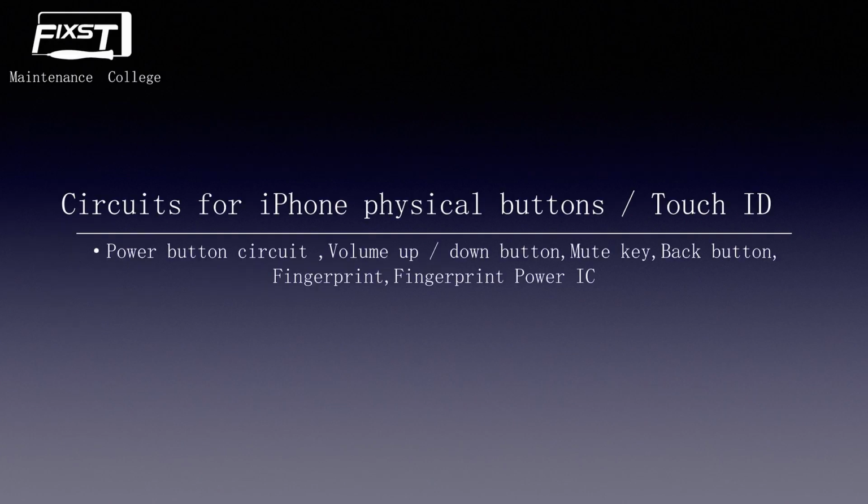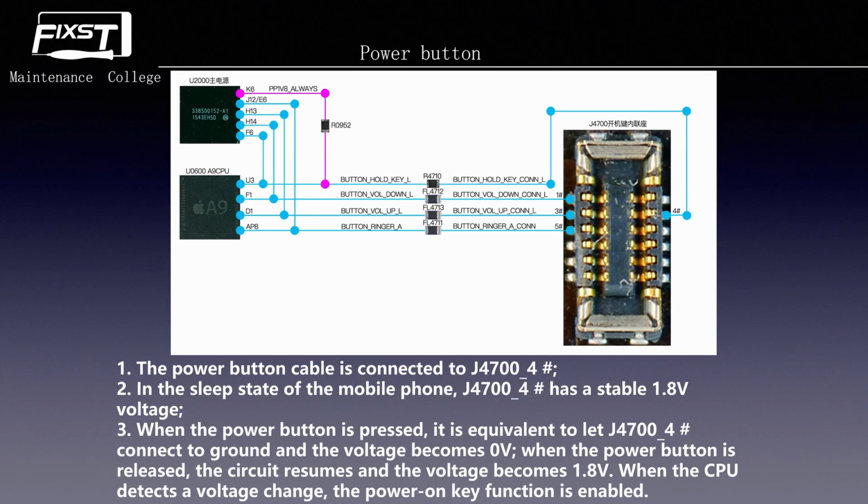The physical buttons include the power button, the volume up and down buttons, the mute button, and from the iPhone 5s, the back button. Starting from the iPhone 5s, the home button includes the fingerprint function. So we will also talk about the fingerprint and the fingerprint power system. Okay, first we talk about the power button.